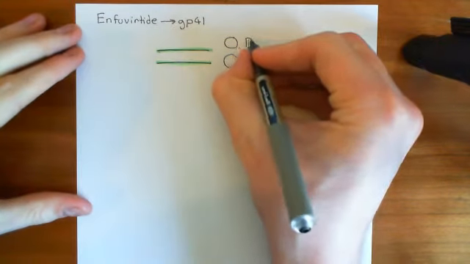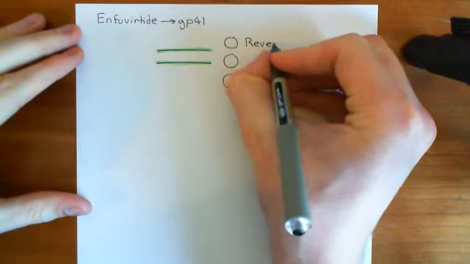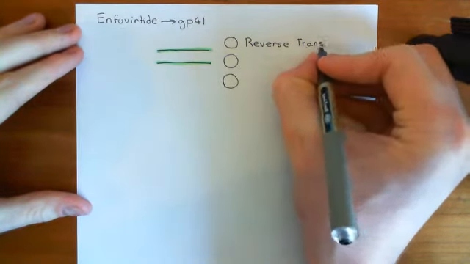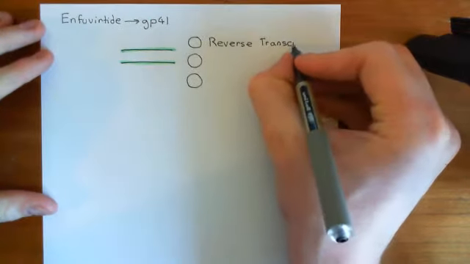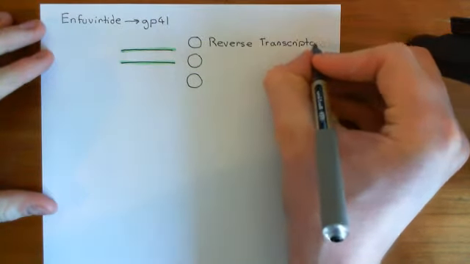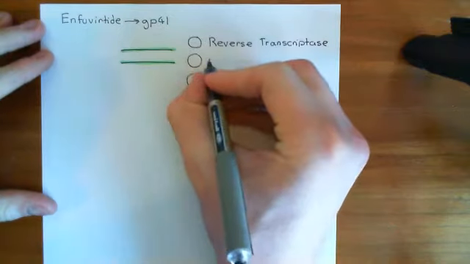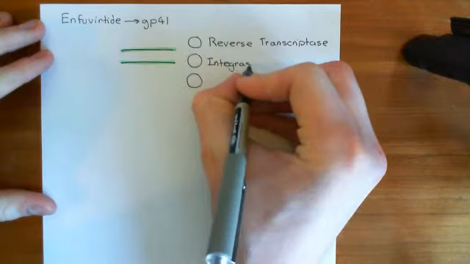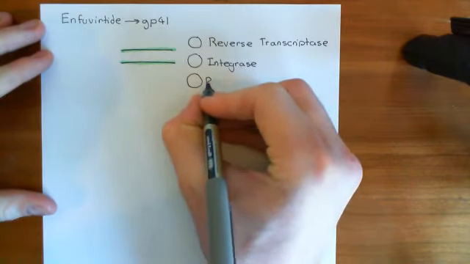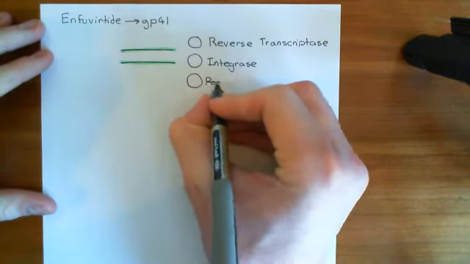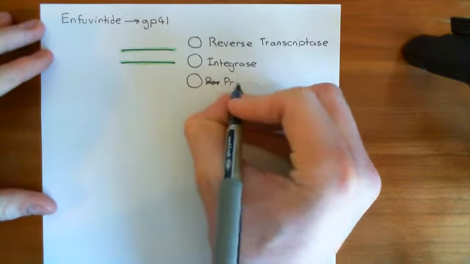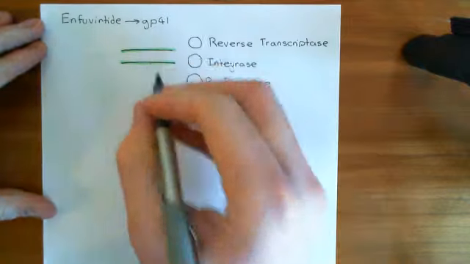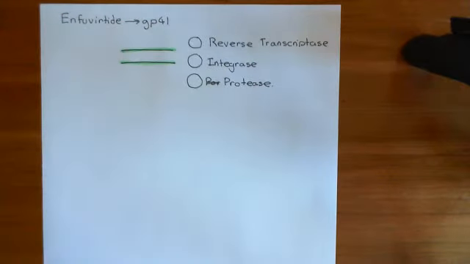So remember, the three enzymes are reverse transcriptase, which is the first one that's going to act now. Then we also have integrase, and then finally HIV protease. What's now going to happen is that reverse transcriptase is going to act on the single-stranded positive sense RNA here, and it's going to produce a piece of DNA from this RNA.